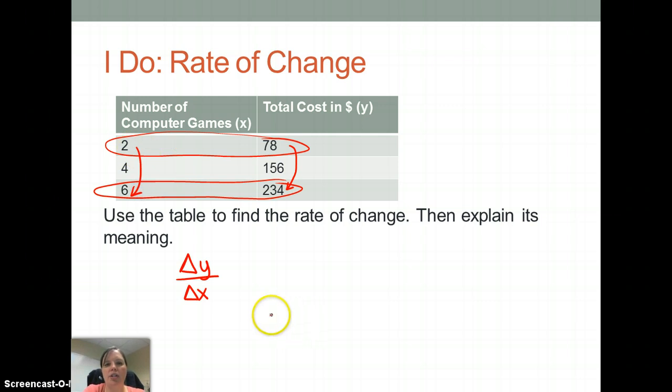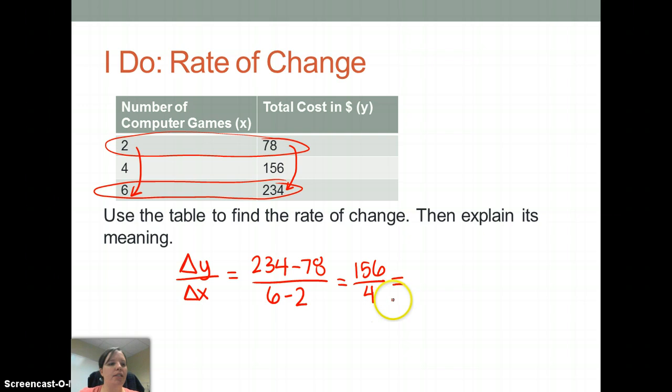So how do I figure out the change in the Y value? The actual calculation would be 234 minus 78 to figure out what the change is between those two values. Same thing for the X's. How do we figure out the change from 2 to 6? We would take 6 minus 2. So 234 minus 78 is 156, and 6 minus 2 is 4. 156 divided by 4, on my off-screen calculator, is 39, or 39 over 1.